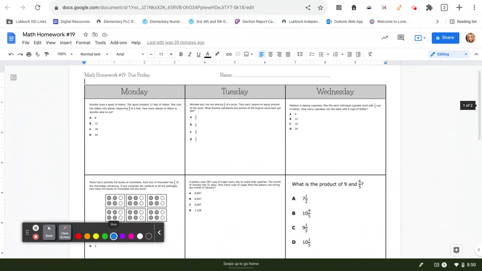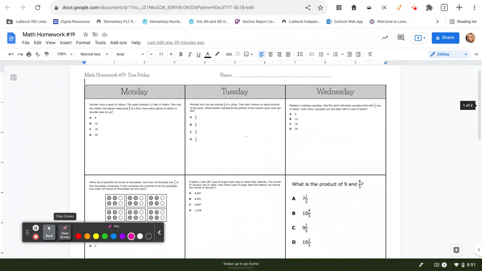Okay, Michelle and Lisa are sharing half of a pizza. Okay, here's a whole pizza. They are sharing half, right? They each receive an equal amount of pizza. What fraction represents the portion of the original pizza, the whole pizza that they ate? This is also our division problem. We're doing half of a pizza divided by 2 girls. So you could use the model, right, to get your answer, or you could make your whole number look like a fraction and do your keep, change, flip. If you need more help with this one, let me know.